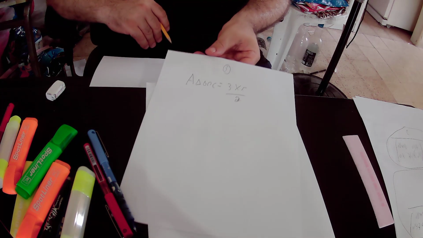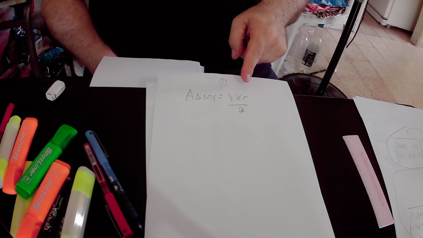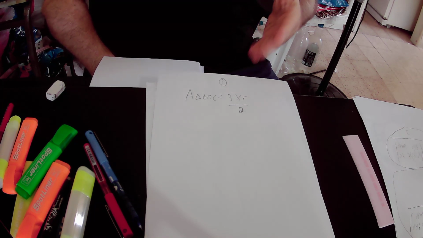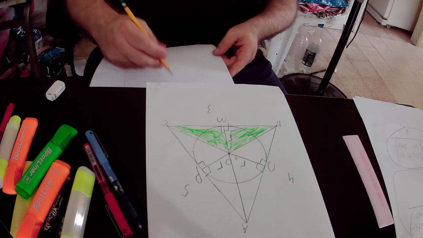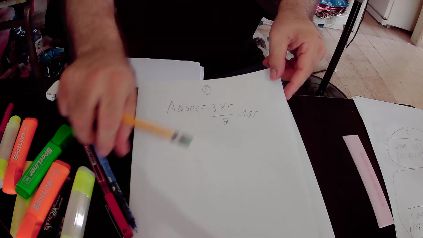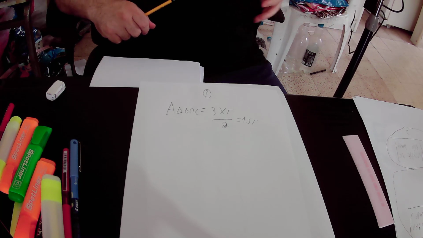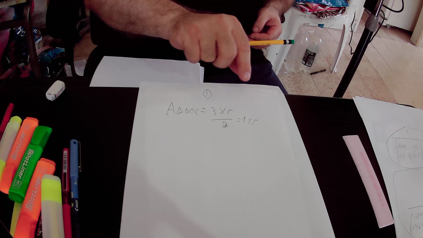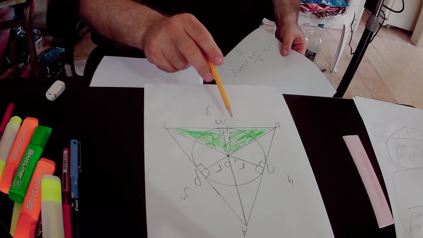So the area of the green triangle equals the base, that is 3 units, times the height, that is the radius of the circle, divided by 2, or 3 over 2 times the radius. 3 over 2 is 1.5, so I will write it down. So actually, the area of the green triangle equals 1.5 times the radius of the circle.